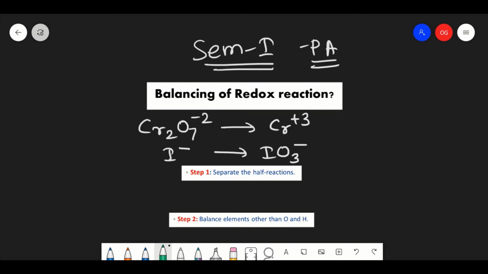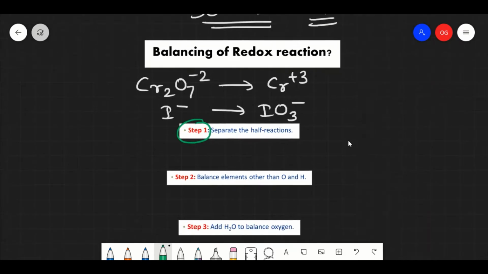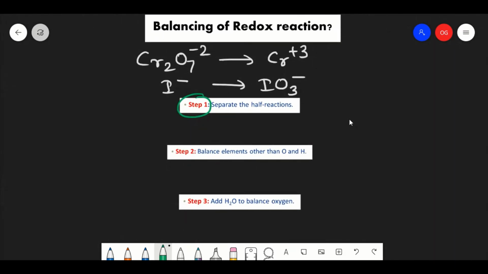So as the first step says, we have to separate the half reactions. The question itself has been given in the form of separated half reactions only, but still I will just repeat the question over here in this form. The second step says to balance elements other than oxygen and hydrogen.